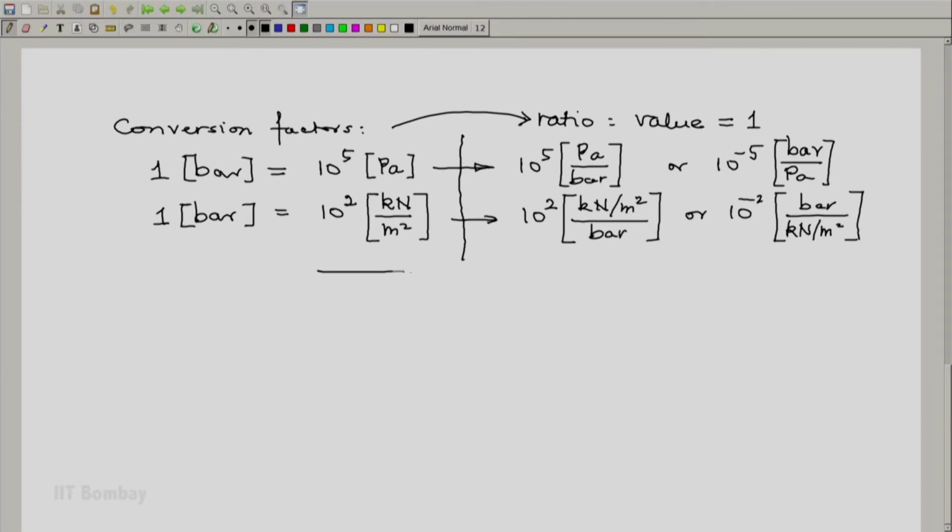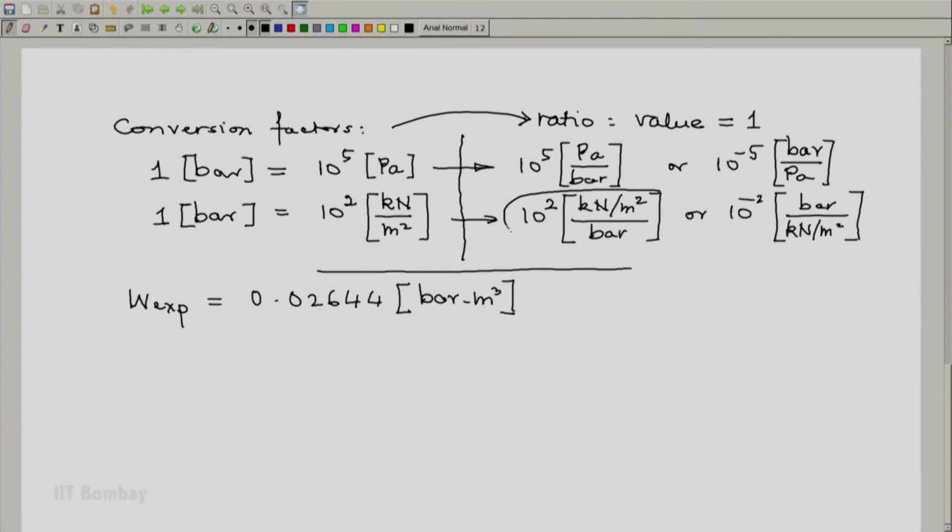Now let us go back to our earlier solution. We had determined that the expansion work was 0.02644 bar meter cube. Since we want to go to say kilojoules, we will use a conversion factor which will allow us to get rid of this bar and convert it into something like kilonewton or newton. And we will see that this is the conversion factor which is useful. So all that we do is multiply this by this conversion factor whose value is 1.